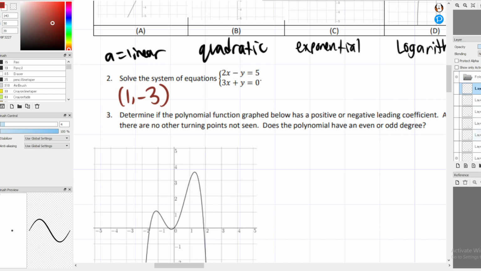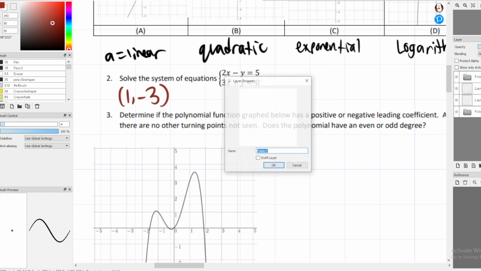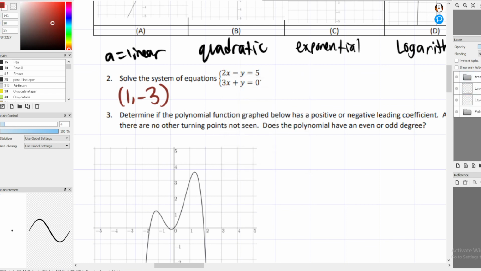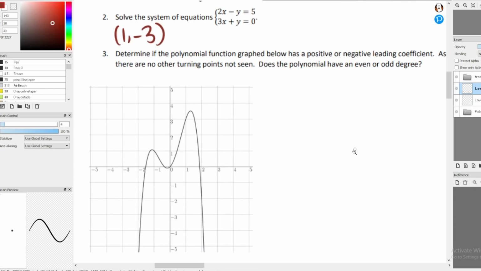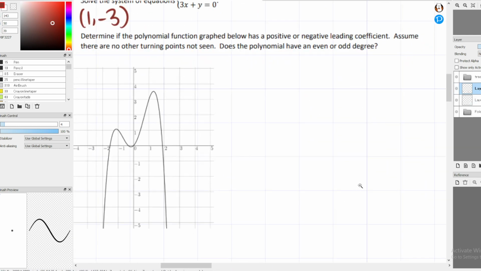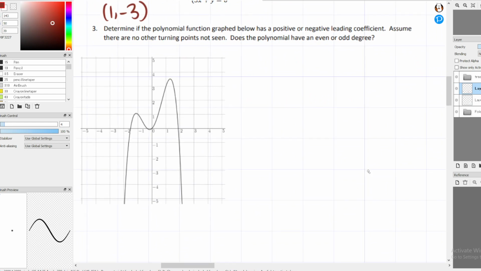Here, let me make a little trash layer that I can put all my unused stuff. Now, let's move on to number 3. Determine if the polynomial graphed below has a positive or negative leading coefficient. Assume there are no other turning points not seen. Does the polynomial have an even or an odd degree?